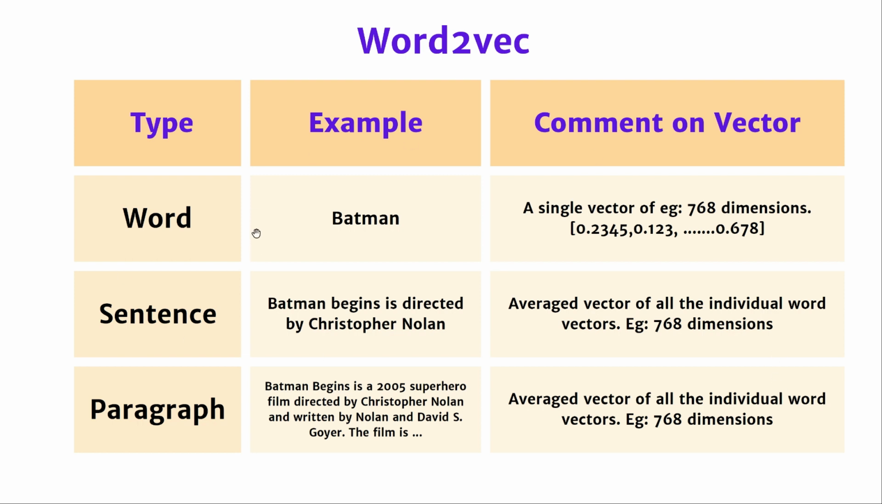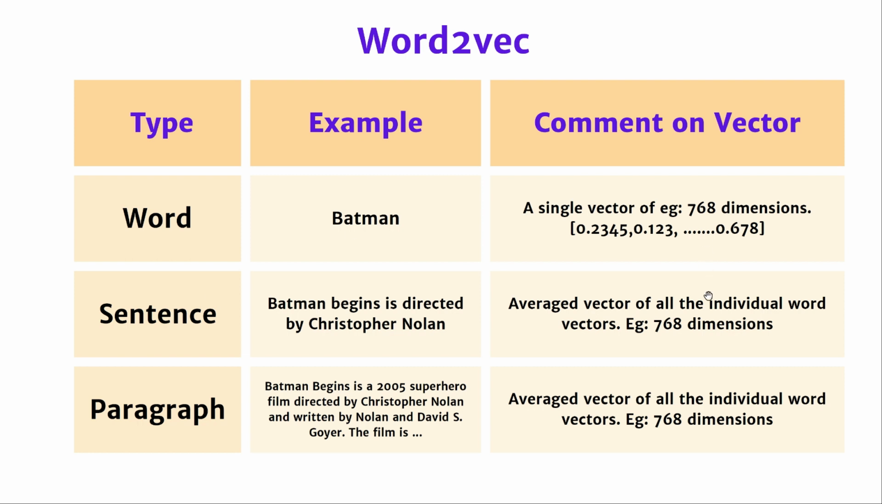So at the end of the day, remember that for TFIDF, there was no vector, there was just one single value. And for a sentence in TFIDF, there was a sparse vector of very long length, and similarly for a paragraph. But when it comes to Word2vec, unlike TFIDF, instead of a single value, we have a single vector that is of 768 dimensions or whatever dimensions you trained for.